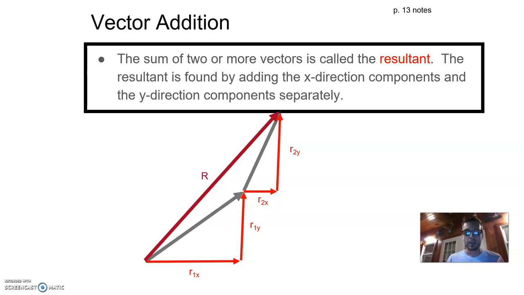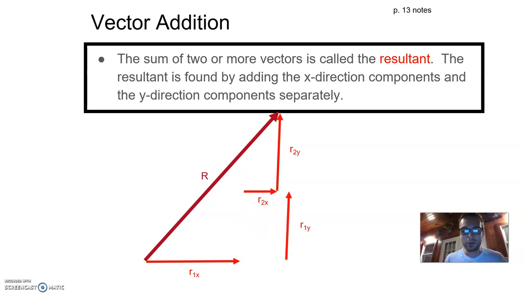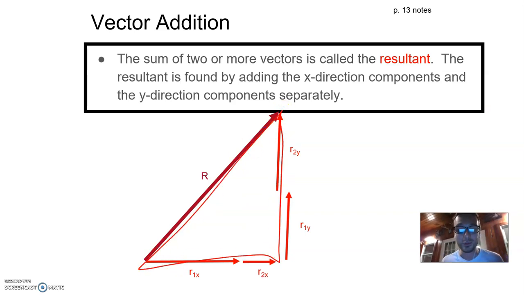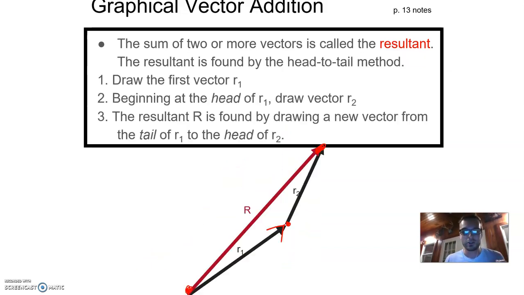Watch what happens if I move some things around. We've dissolved the vectors into their components. And what if I add the y components together and the x components together? What do I get? I get a right triangle whose hypotenuse is the resultant. So this is the visual for the strategy I'm about to show you mathematically.